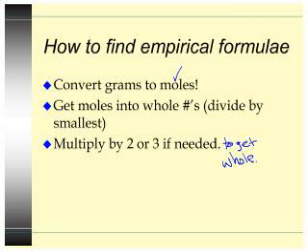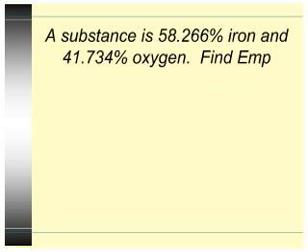I'm not a huge fan of listing the steps. I'm a huge fan of just doing something 1,000 times, and then it starts to become easier. A substance is 58.266% iron and 41.734% oxygen. Find the empirical formula. Now, if I have percent compositions, I can assume any mass that I want to. So because I have percent, and cent means 100, what I'm going to do without even thinking about it is change these numbers from percents to grams.